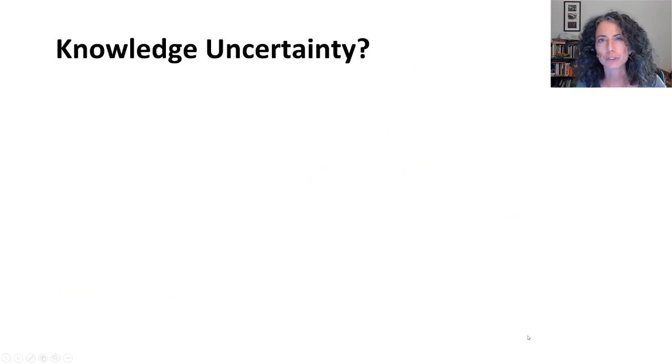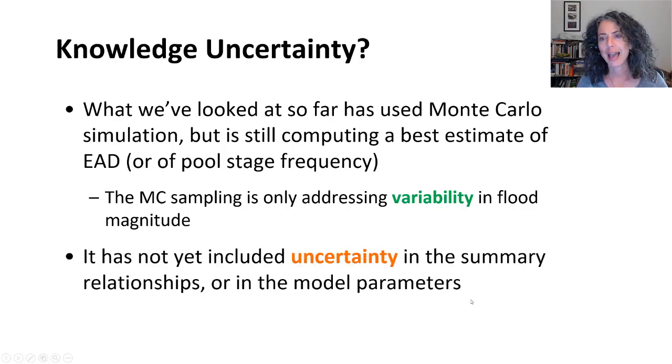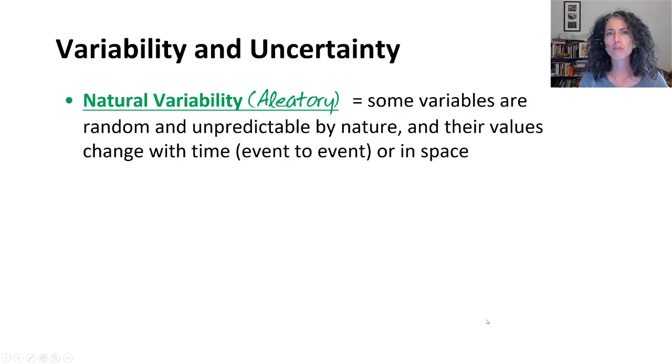So what about knowledge uncertainty? So what we've looked at so far does not incorporate any knowledge uncertainty. It's looking specifically at natural variability, right? Replacing the flow frequency curve with a sample is fleshing out the natural variability in annual peak flow. We don't yet look at any of the uncertainties, right? We have uncertainty in model parameters in both the watershed models and the probability distributions, and that's not yet been incorporated. Right, so a quick reminder of the difference between natural variability and knowledge uncertainty from our introductory lecture.